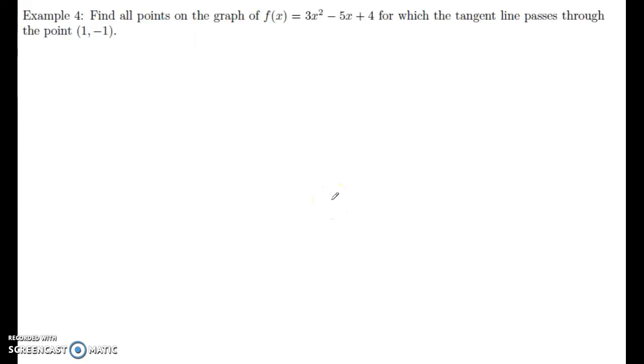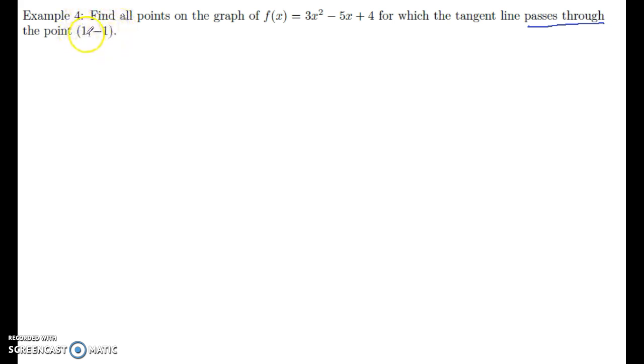Section 2.2, Example 4. Find all points on the graph of f of x equals 3x squared minus 5x plus 4 for which the tangent line passes through the point (1, -1). Now pay attention, we are not looking for the tangent line at the point. It's a tangent line passing through the point (1, -1).